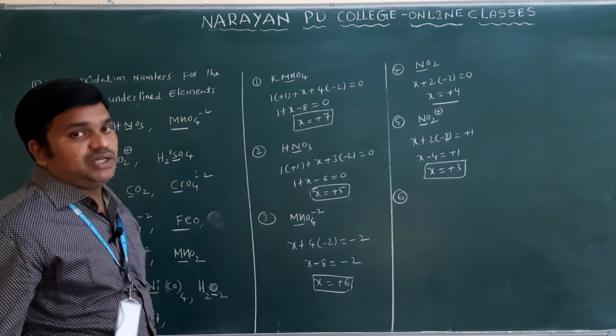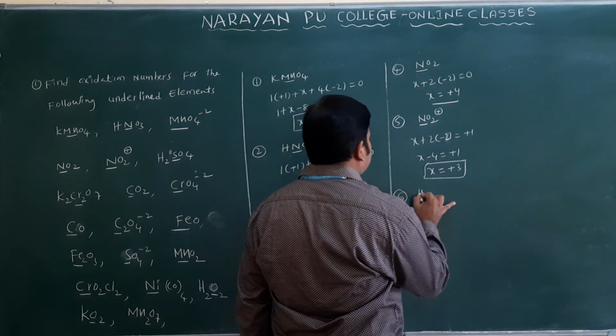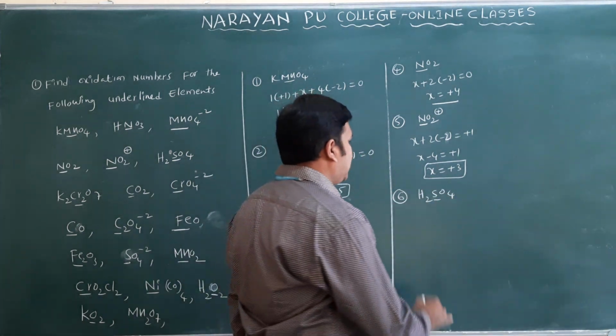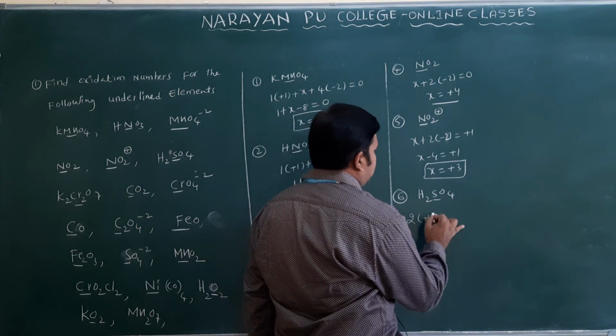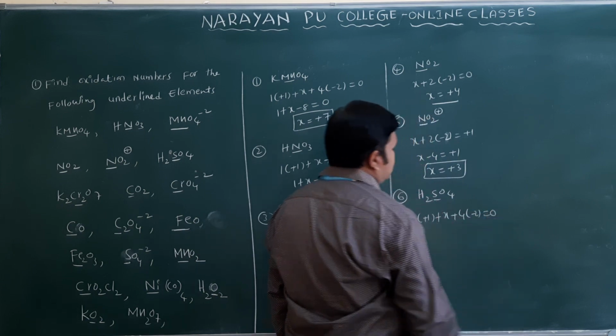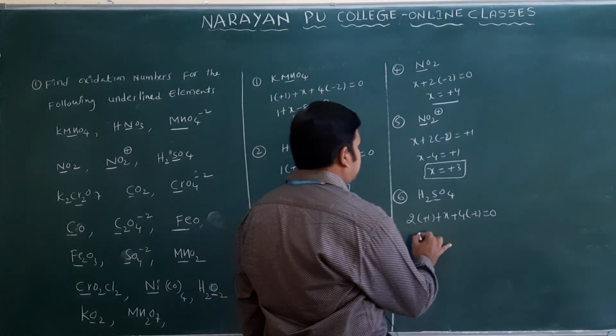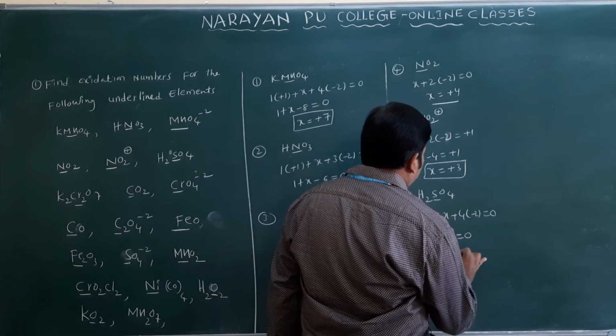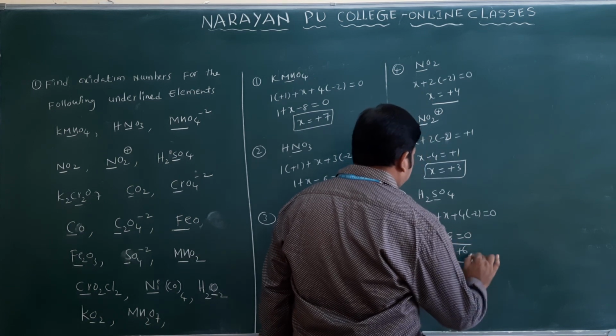What element can you find out? Sulfur only. In H2SO4 we have 2 hydrogens. So 2 into +1 plus X plus 4 into -2 is equal to 0. From this you write 2 plus X minus 8 is equal to 0. X equal to +6 only.